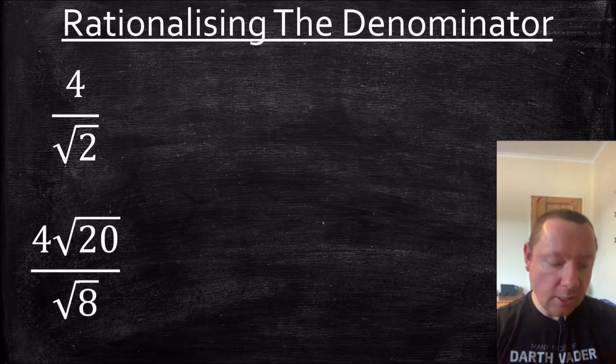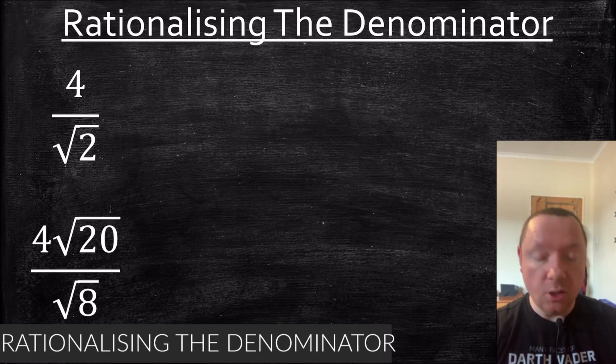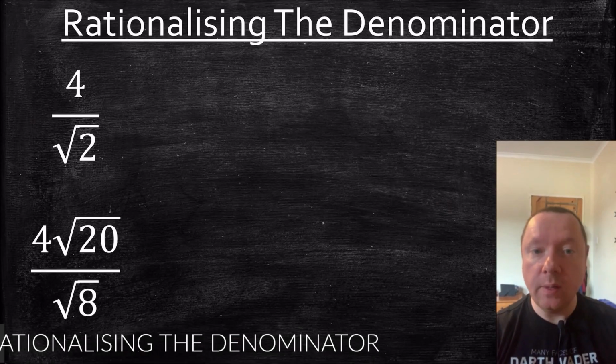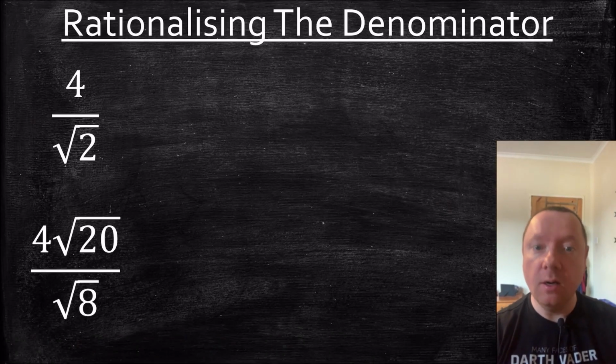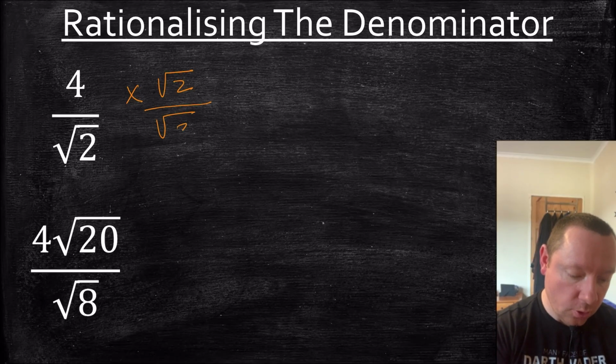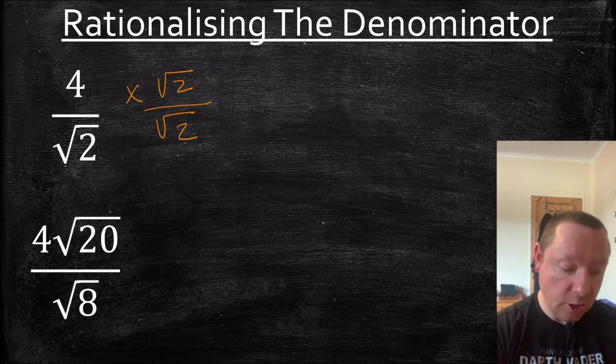Rationalising the denominator means to make the denominator a number rather than a root. So the easiest way to do that is to times by the denominator on the top and the bottom, like it's timesing by 1. So in other words, for this first one, I would times by root 2 on the top over root 2 on the bottom. Root 2 over root 2 is 1, so I'm not changing anything.